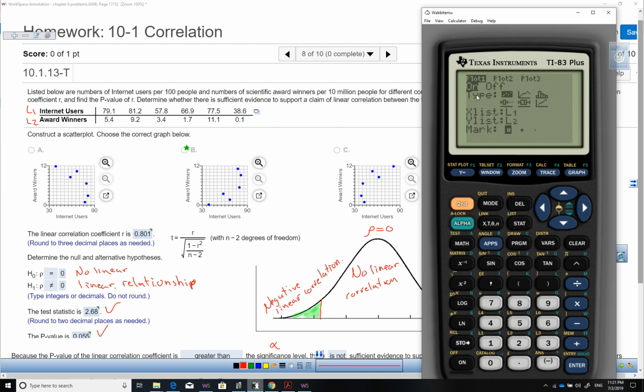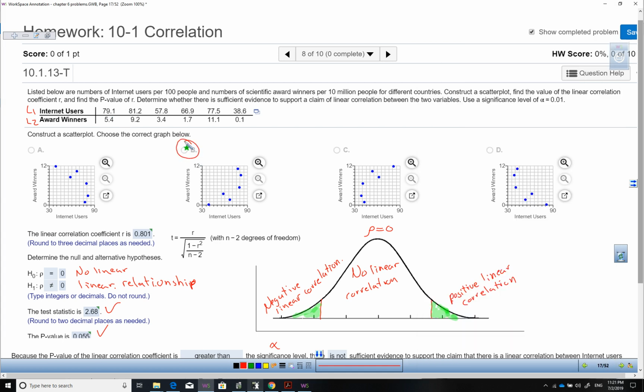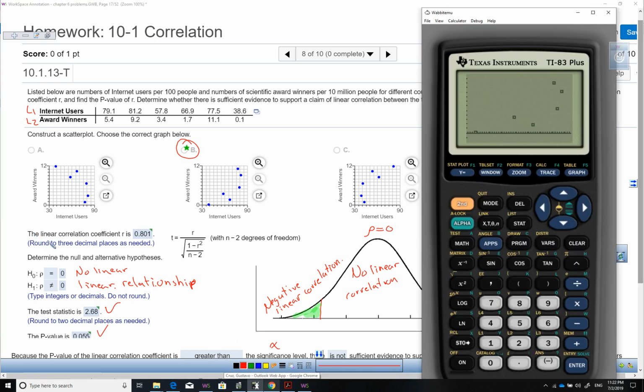And once you do this, the next step will be going to zoom and selecting number, well, in my case it's number 9, the one that says zoom fit, or zoom stat, I'm sorry, let me see, zoom stat. That's the one you need to press, number 9. And you will see the scatter plot of this data set here. So you can see that this is very close to this option right here. And the next part, they ask for the linear correlation coefficient, R.